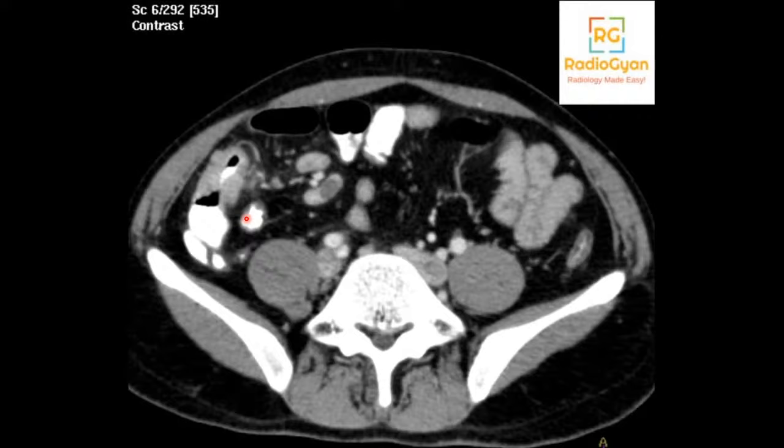Crohn's is a differential, but Crohn's would not typically have necrotic nodes. That will present more with transmural thickening and mesenteric hyperemia. But necrotic nodes are very typical for tuberculosis. Does anybody know why tuberculosis affects the ileocecal junction most commonly?